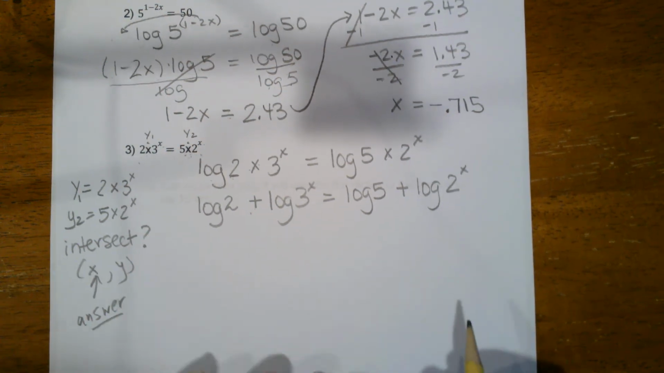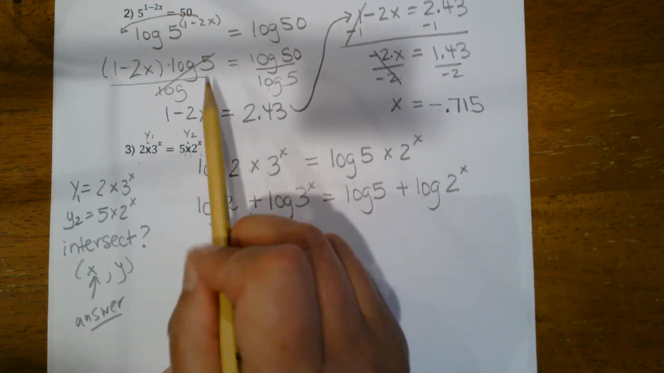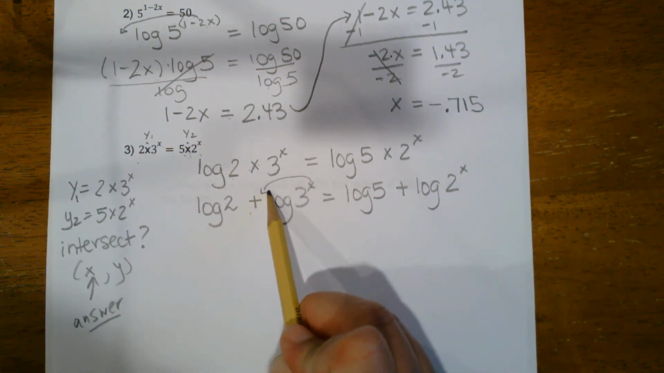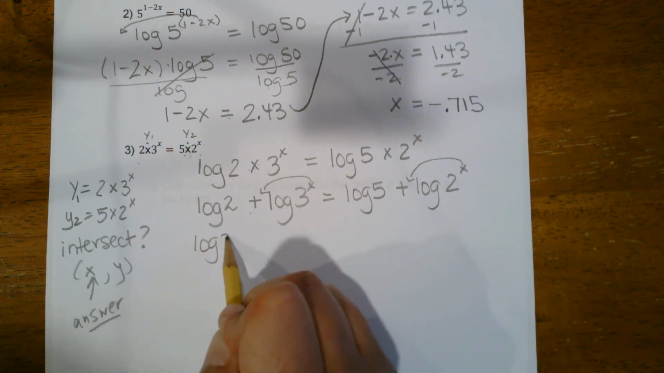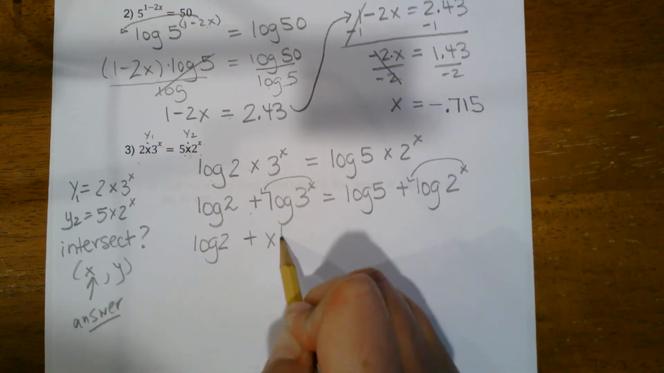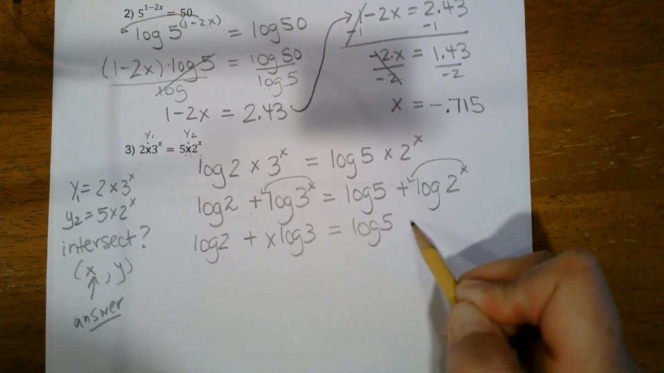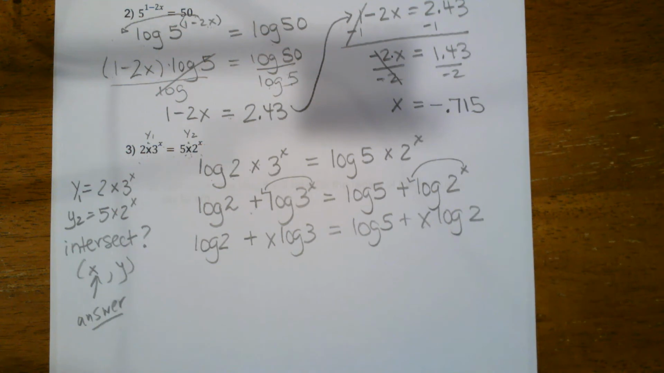All right, let's go back to this. Now, let's get the x out of the exponent spot, just like we've been doing in the other two. So we're just going to move the x's in front of the logs, and now it becomes multiplication. So x log 3 equals log 5 plus x log 2.